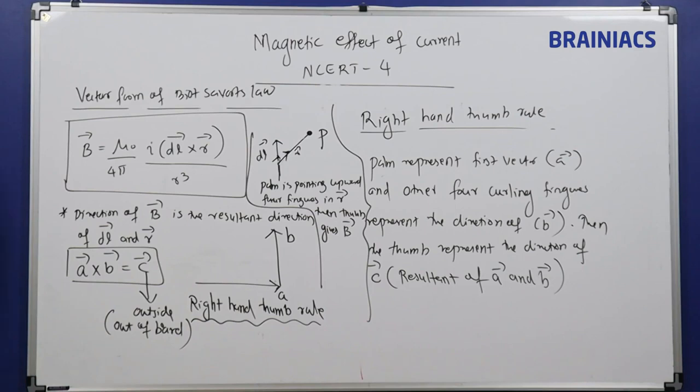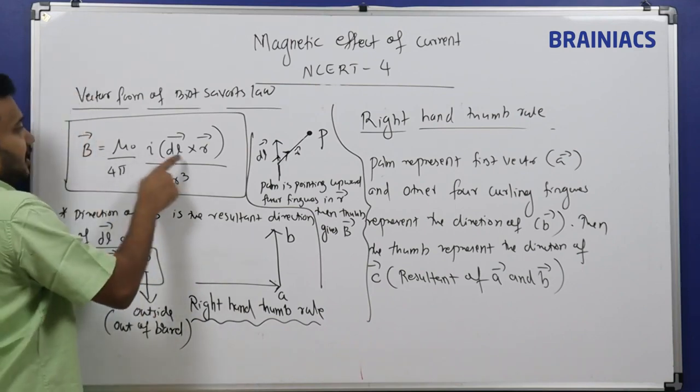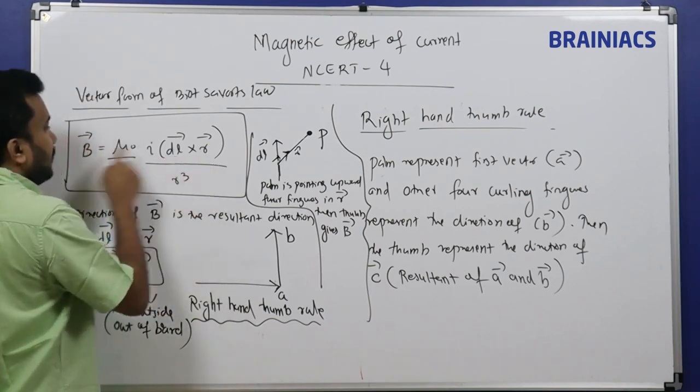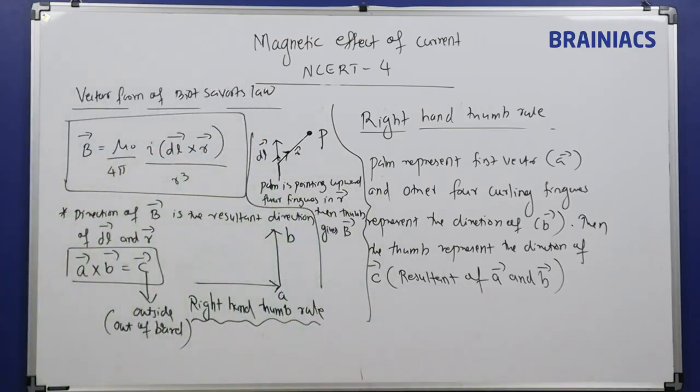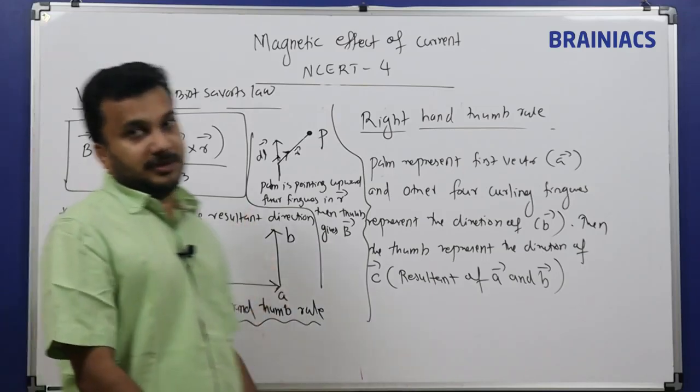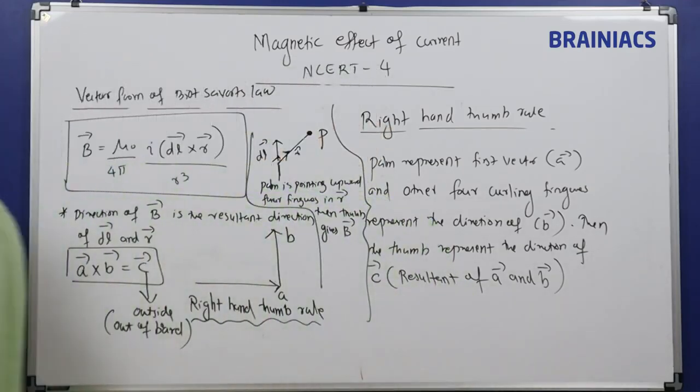This is called right hand palm rule. So from the right hand palm rule you can apply to dl cross r and you will get the direction of magnetic field intensity. Not right hand palm rule, right hand thumb rule. Right hand palm rule is different, that is yet to come. So right hand thumb rule, hope you understood.